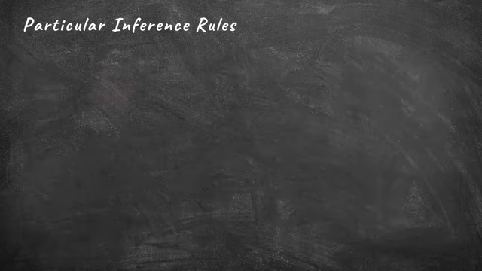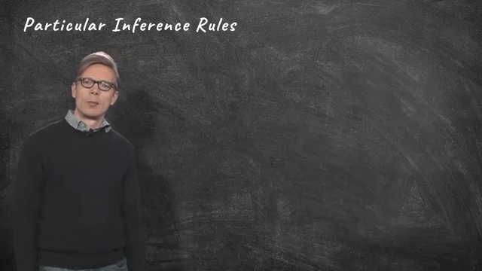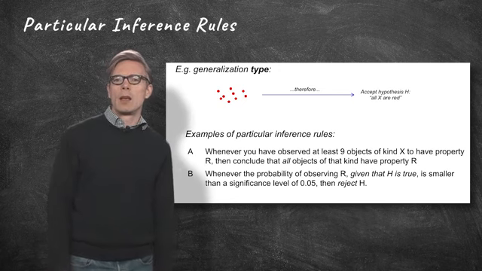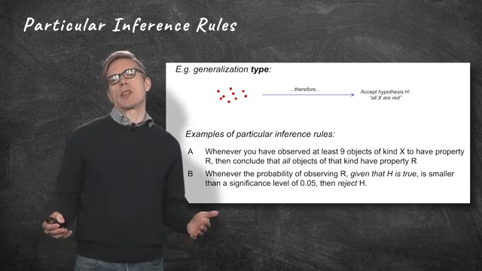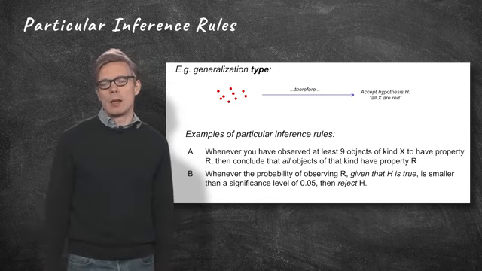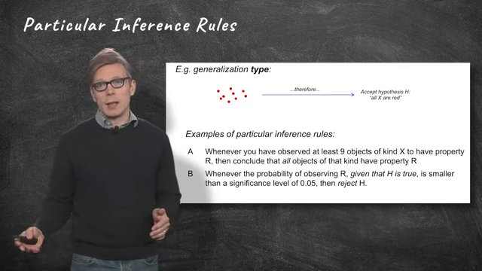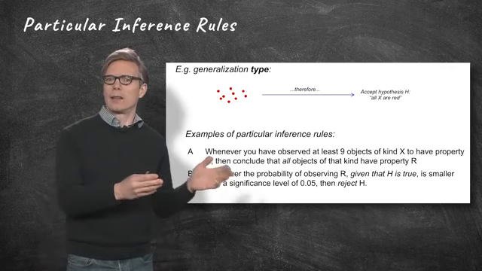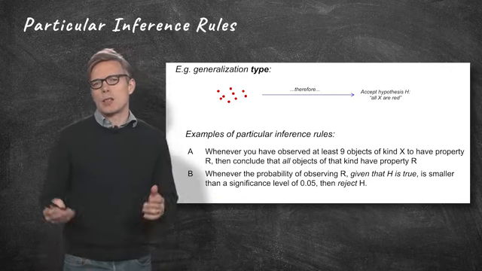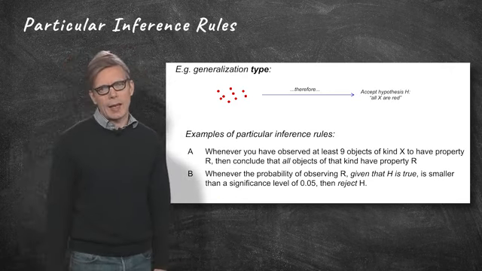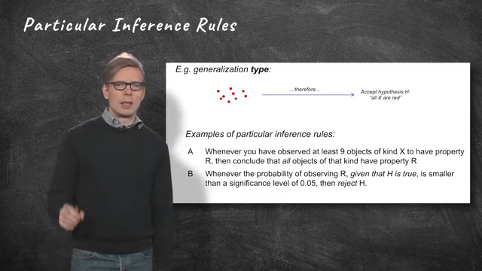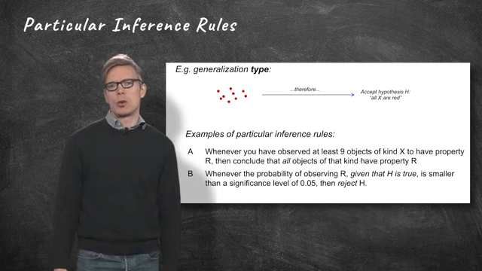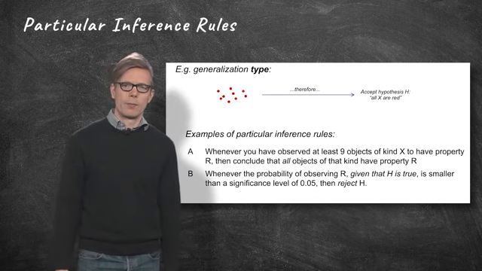Now recall what these rules are used for. They are used to justify inferences. For example, you might ask me, why do you believe that all objects of type X are red? And I might answer, I observed 9 objects being red, and by inference rule A, I am justified in believing that all X are red. Scientists, of course, don't use such simple rules like A, but they do use something akin to B, exactly for the purposes of justifying why they accept or reject certain hypotheses.